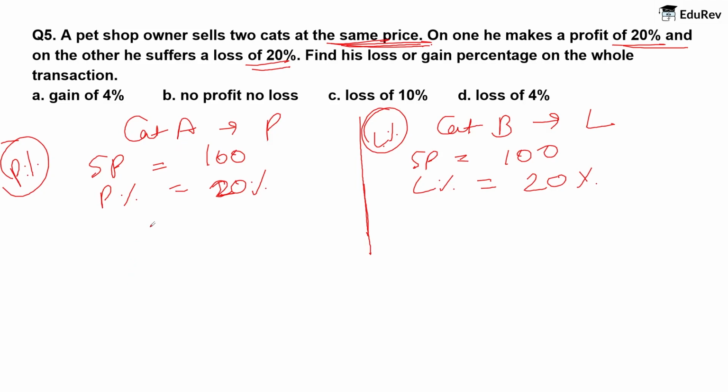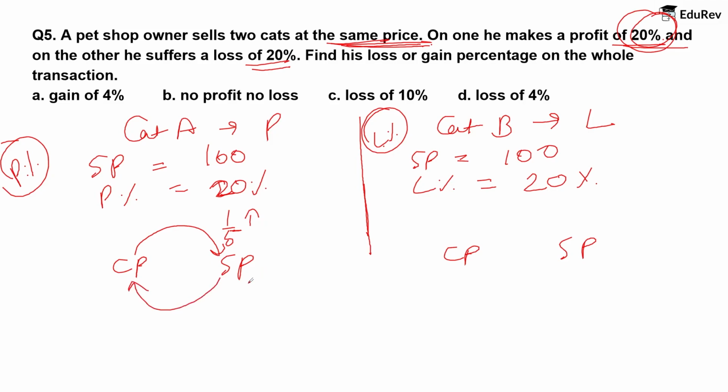So there are two things in CAT A. There's a CP, there's an SP. And in CAT B also there's a CP, there's an SP. Now, while going from CP to SP in CAT A, there's an increase of 1 by 5 because of a profit of 20%. So, you know, 20% is 1 by 5. So, if I ask you what is the decrease on going from SP to CP, obviously, if there's an increase from CP to SP, then from SP to CP there will be a decrease. So, that decrease will be 1 by 6.